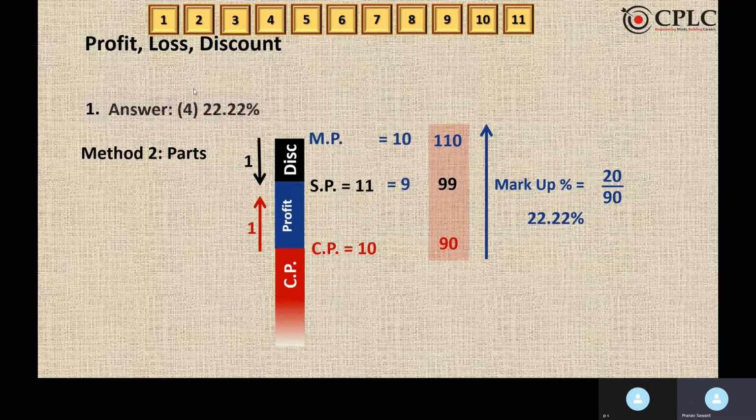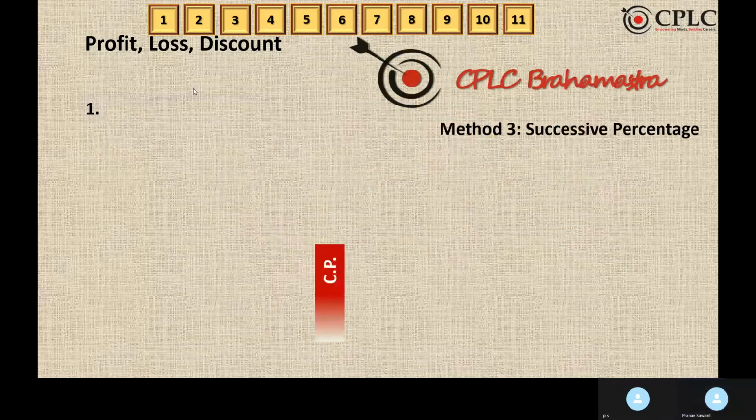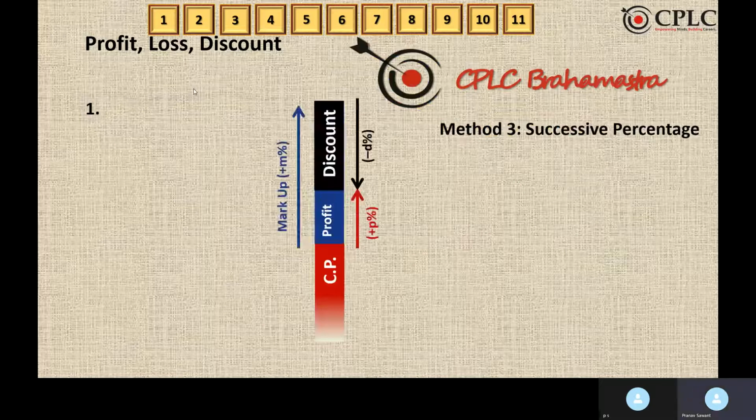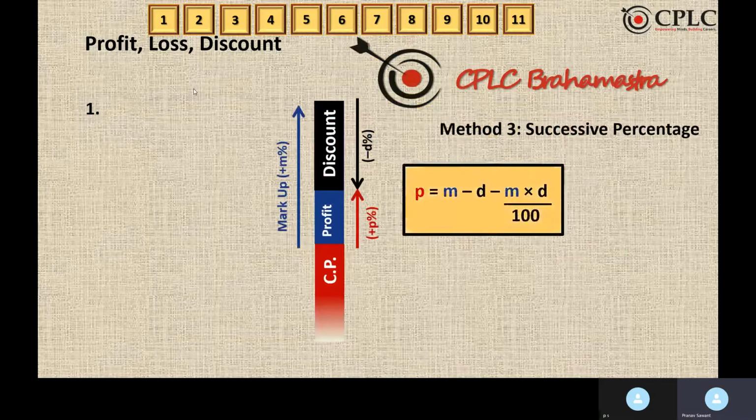We can also make use of successive percentages. So this is the formula while using successive percentage, that is P is equal to M minus D minus M into D upon 100. This formula can only be used for such type of questions, as this is not the actual formula. As it's discount, we have to take subtraction. And after putting in the values in this formula, we will get markup easily, that is 22.22%.